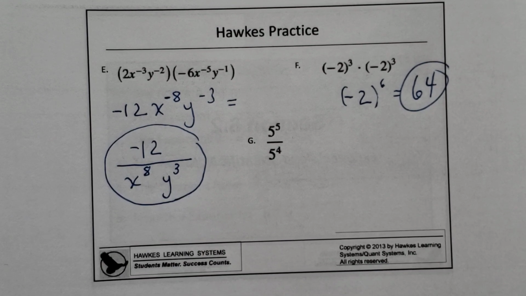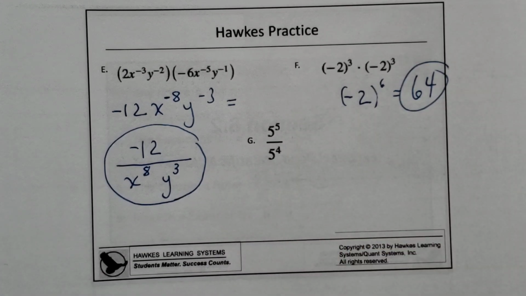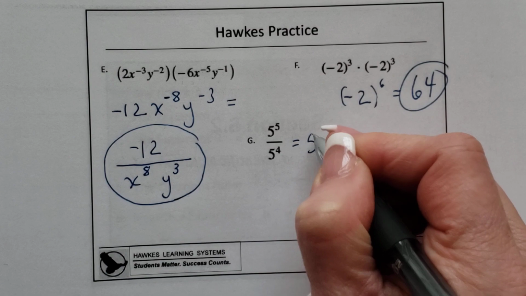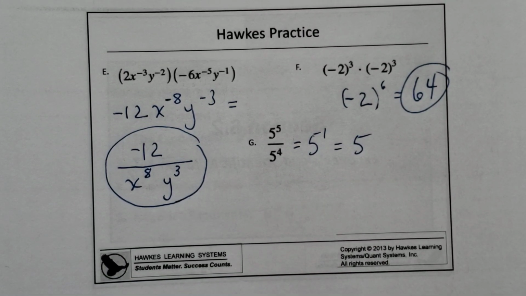My 5s are now the bases because they both have exponents. So I don't divide 5 and 5. They're not coefficients, they're bases. And 5 minus 4 is 1. So this would be equal to 5 to the 1st, and 5 to the 1st is just 5.